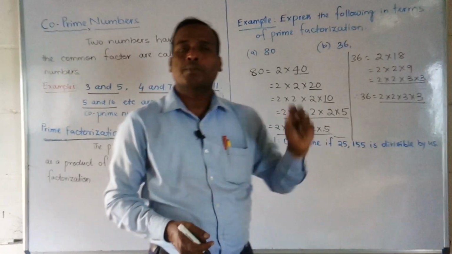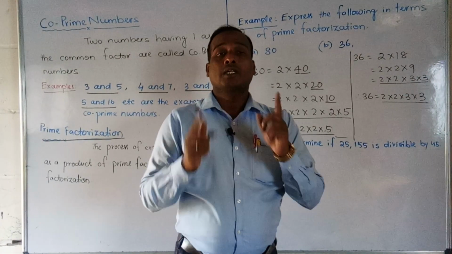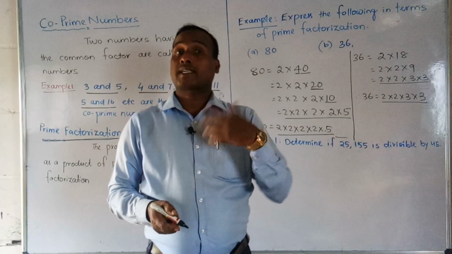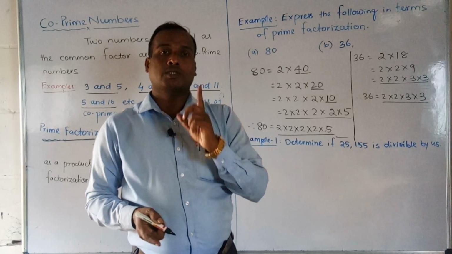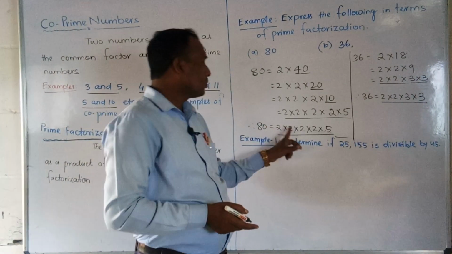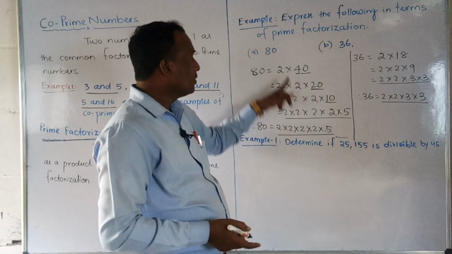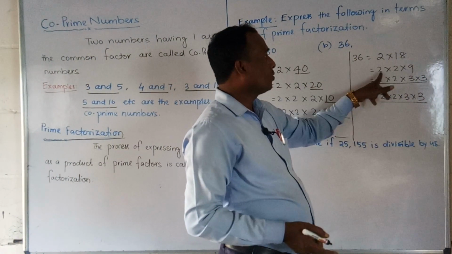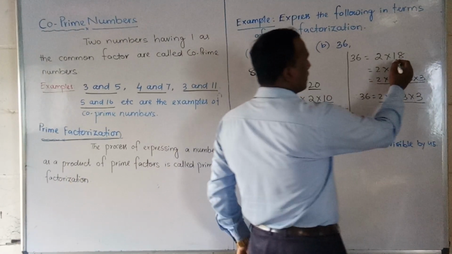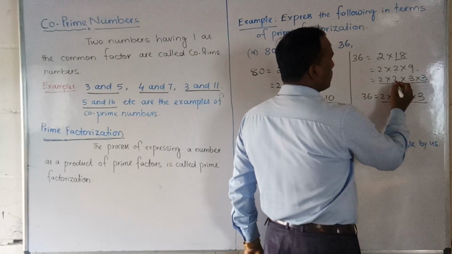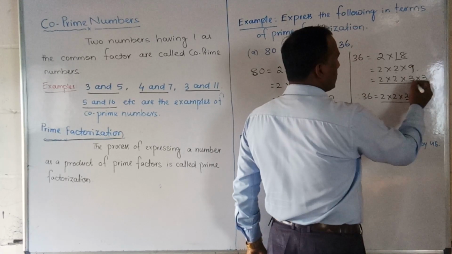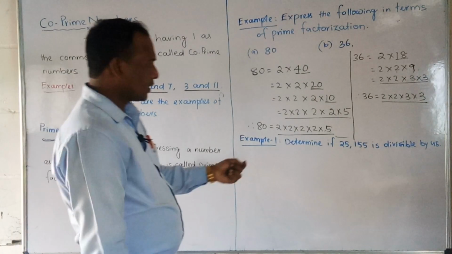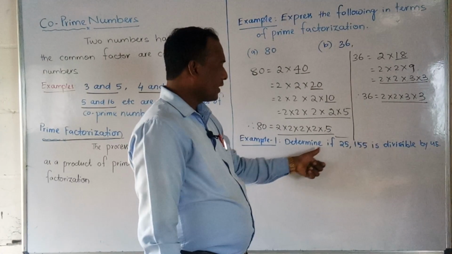Did you understand? These are the prime factorization. I hope you have understood how to do prime factorization. Prime factorization means it is a product of prime numbers. Every natural number can be expressed as a product of prime numbers. Suppose 80 is 2 into 2 into 2 into 2 into 5. 36 is 2 into 18, 2 into 2 into 9, 2 into 2 into 3 into 3, that is, 9 we can express as 3 into 3.